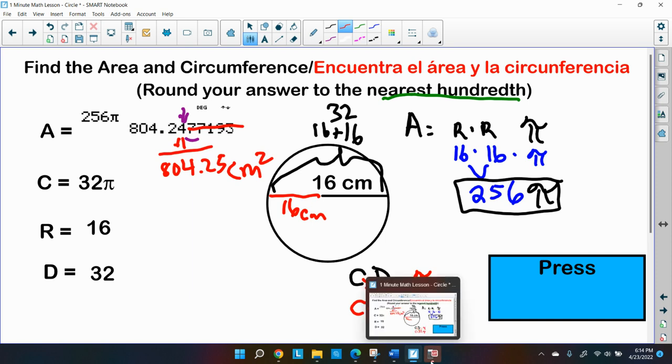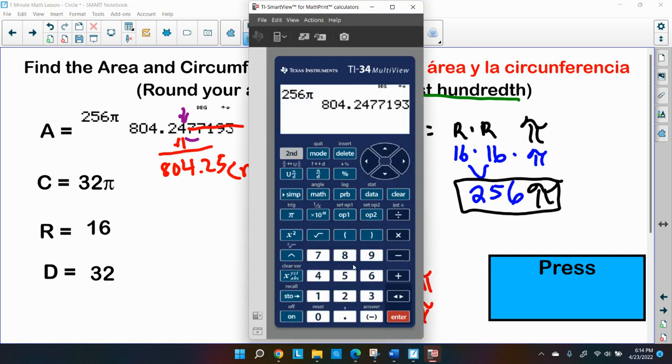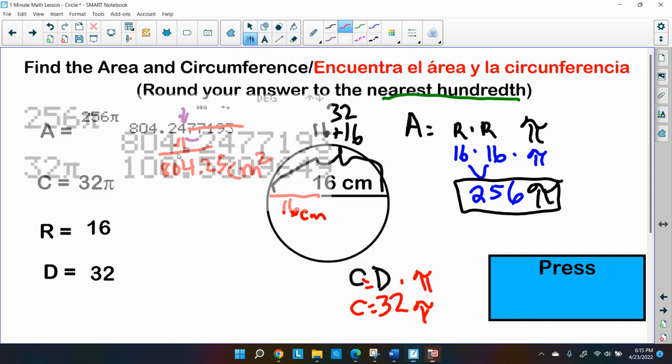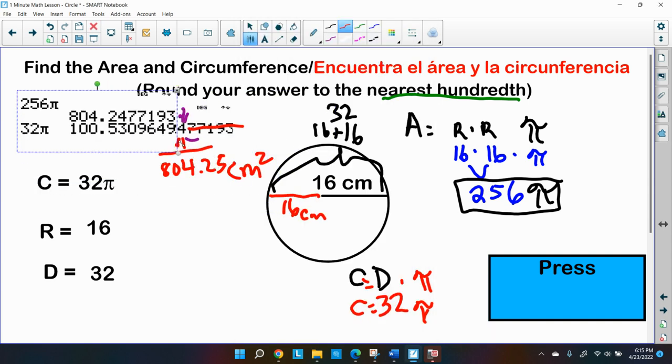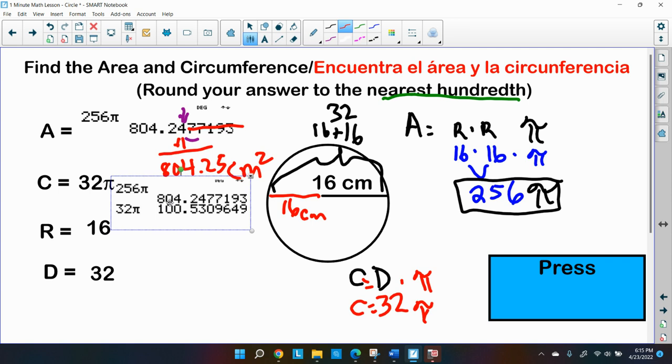Now let's get our calculator one more time and type 32 pi, press enter, and there's our answer for the circumference, 153.0. And I'm going to round him off to the nearest hundredth also. Let me pull him down a little bit.